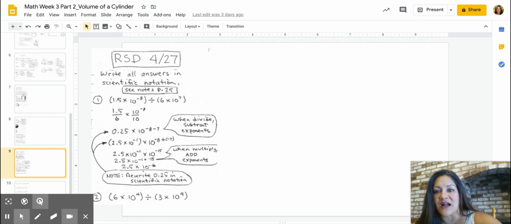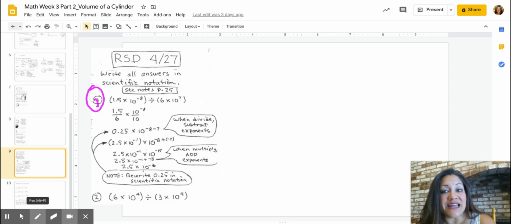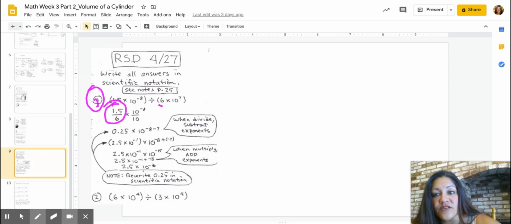Okay, so number 1, we see 1.5 times 10 to the negative 8th divided by 6 times 10 to the 7th. So what you do is you need to combine the like terms. Right here, 1.5 and 6 are similar. They are both integers, so we're going to go to 1.5 divided by 6. Then when we are dividing, you are going to subtract the exponents.